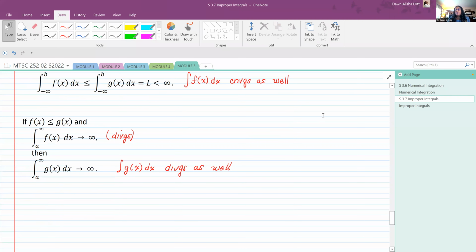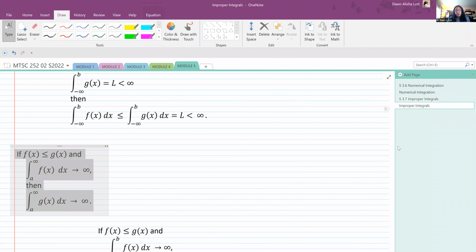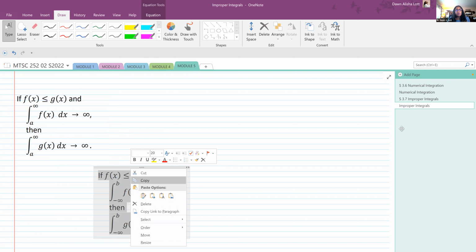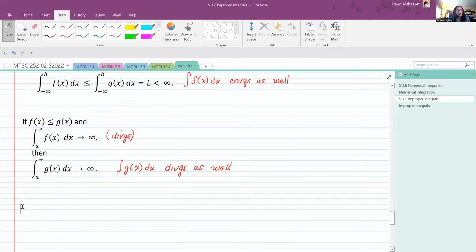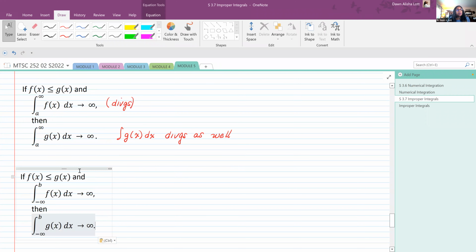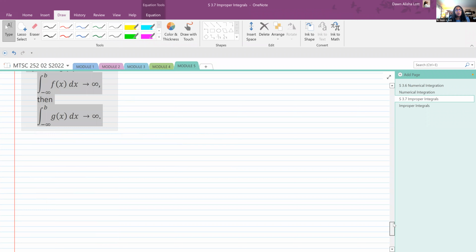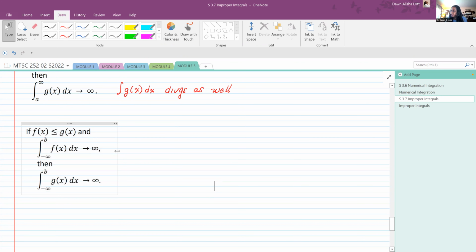And the very last part is on the interval. My goodness gracious, tongue twisters today. Okay, this is on the interval, got that right, minus infinity to b. So again, if f of x diverges and g of x is bigger than it, then this integral of g of x diverges as well.